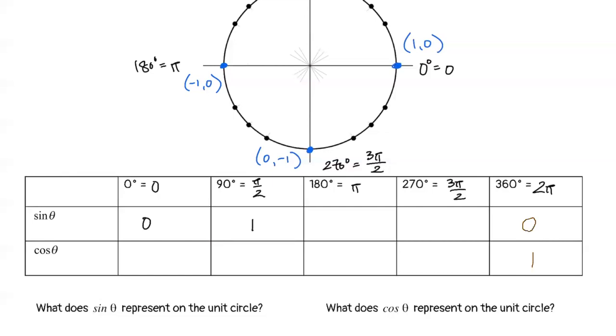Great, I love it. We've got a 0, we've got a 1, we've got 6 more entries that we need to complete.